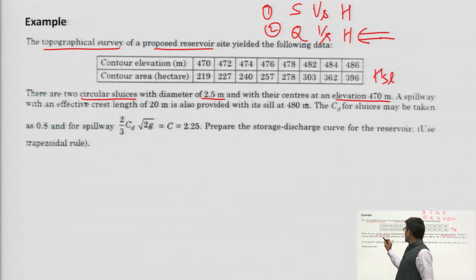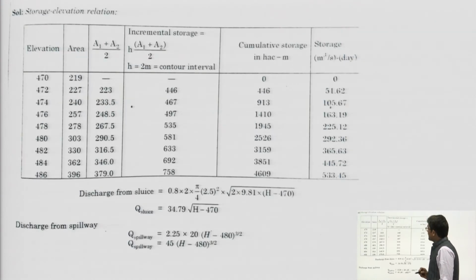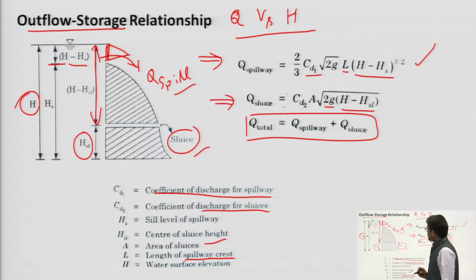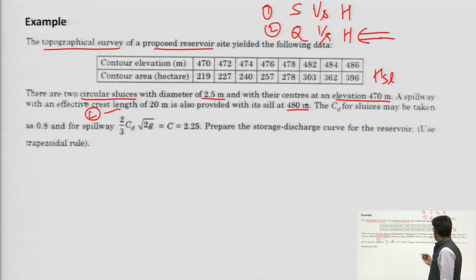The spillway has an effective crest length of 20, that means L is equal to 20. It is also provided with its sill at 480 meter. 480 meter means this height, the HS value is this.